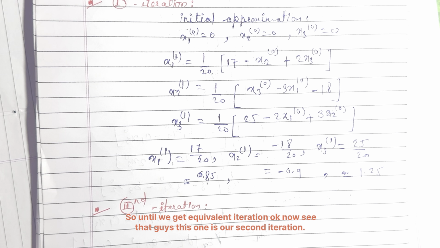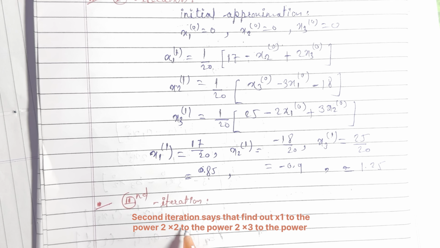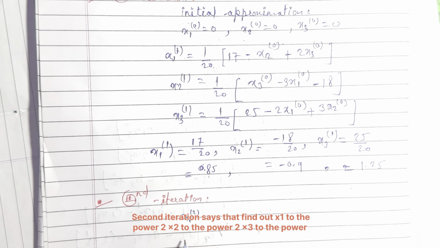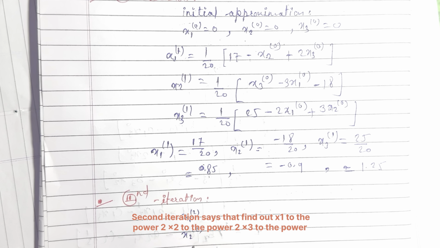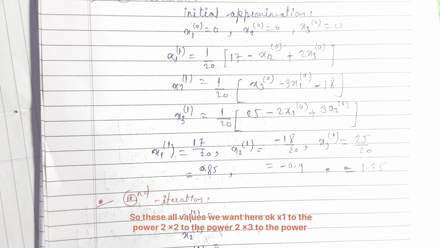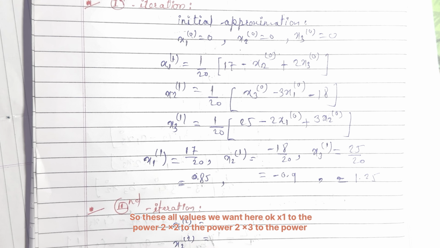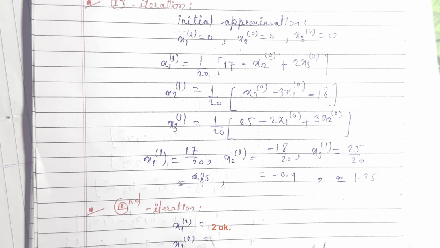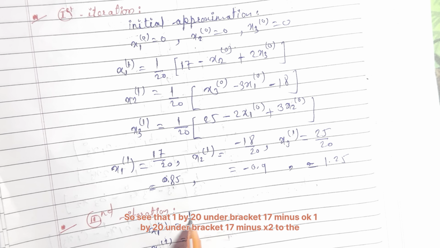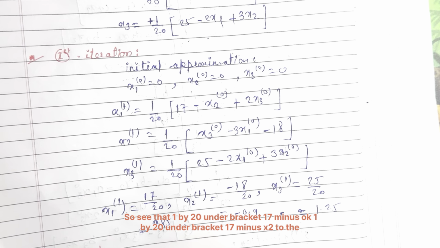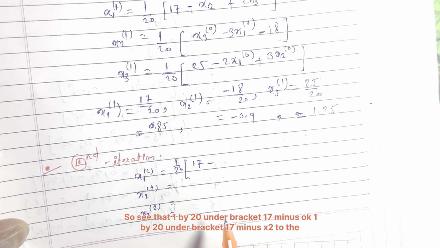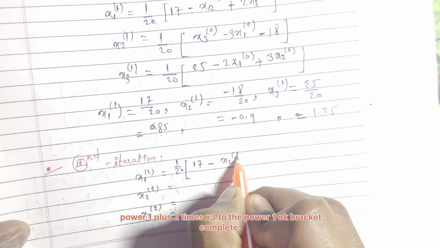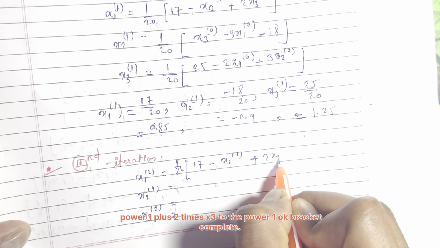Okay, now see that, guys, this one is our second iteration. Second iteration says to find x1 to the power 2, x2 to the power 2, x3 to the power 2. Okay, so these are all the values we want here. So using x1 to the power 1, x2 to the power 1 and x3 to the power 1, here we are going to replace the values. I'm going to replace 0 with 1 over here everywhere. Okay, so see that 1 by 20 under bracket 17 minus x2 to the power 1 plus 2 times x3 to the power 1.